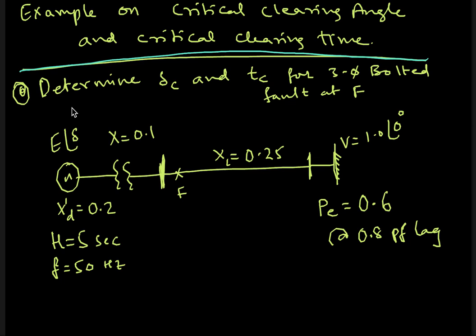So the question is like this: there is a generator whose internal EMF generated is E at an angle of delta. Right now we don't know the value of E and delta. The direct axis reactance of the machine is 0.2, H of the machine is 5 seconds, and F is 50 hertz. Then the reactance is 0.1, this is the step-up transformer, and then there is a transmission line whose reactance is 0.25. Of course these reactances are all imaginary, so J should be mentioned.